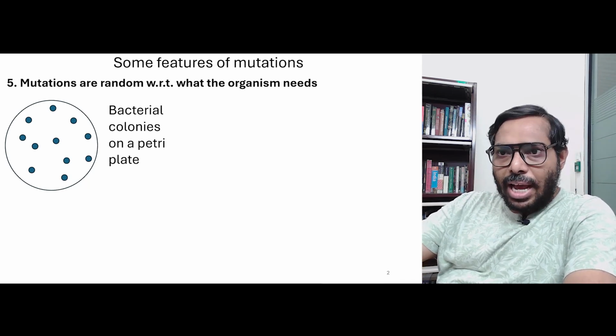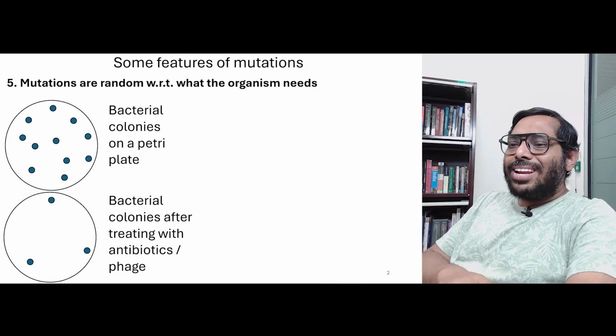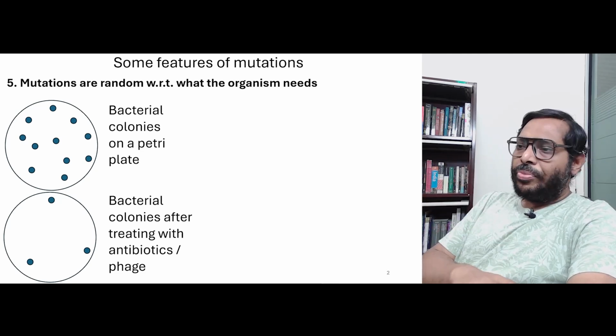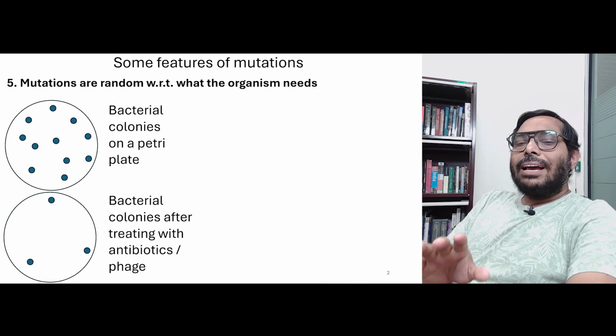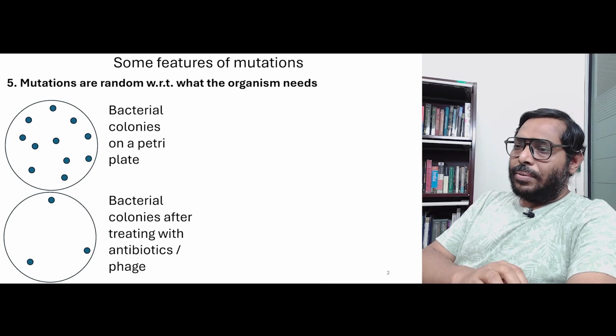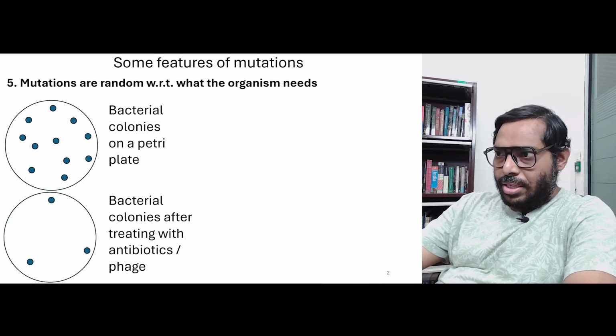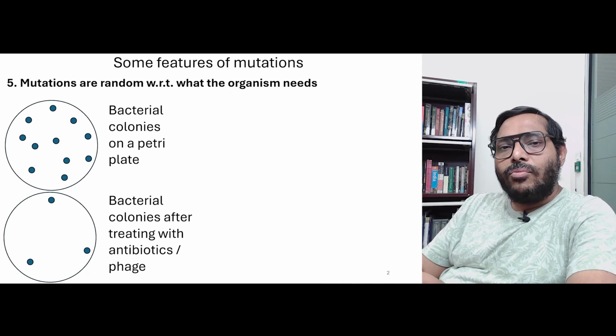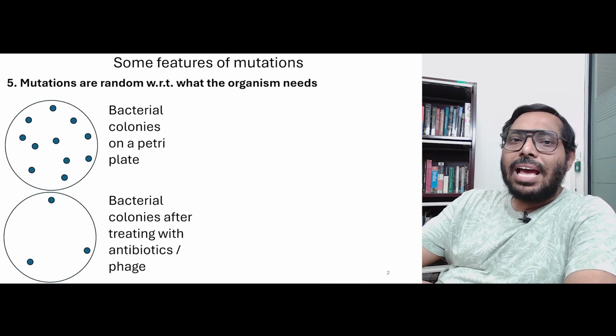Most of the bacteria will die, most of the colonies, but you might end up getting something like this, where a few colonies will survive. Now, obviously, these colonies have some kind of a mutation which allows them to survive the challenge. Now, here comes the question. What exactly is the mechanism or way in which these mutations have arisen?